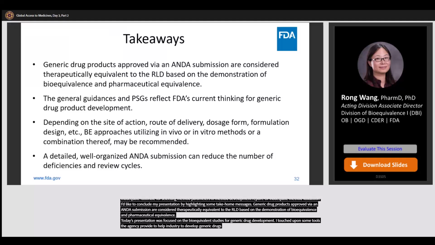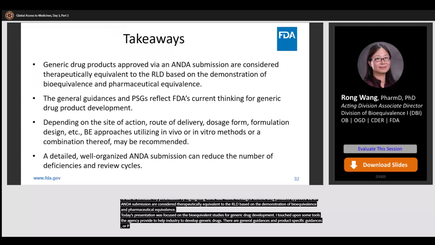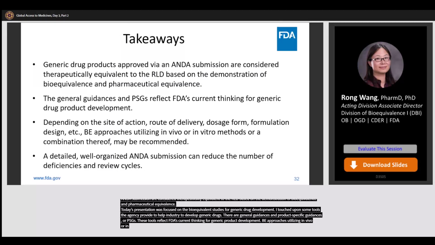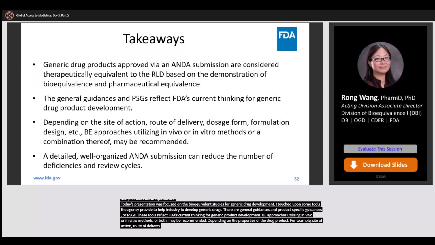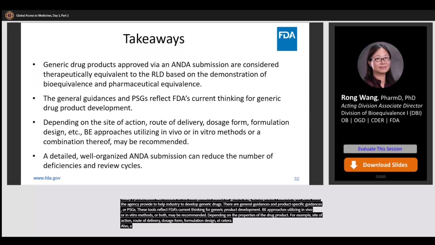There are general guidances and product-specific guidances, or PSGs. These tools reflect FDA's current thinking for generic product development. BE approaches utilizing in vivo or in vitro methods, or both, may be recommended, depending on the properties of the drug product, for example, site of action, route of delivery, dosage form, formulation design, etc. Also, a detailed and well-organized ANDA submission can reduce the number of deficiencies and review cycles.